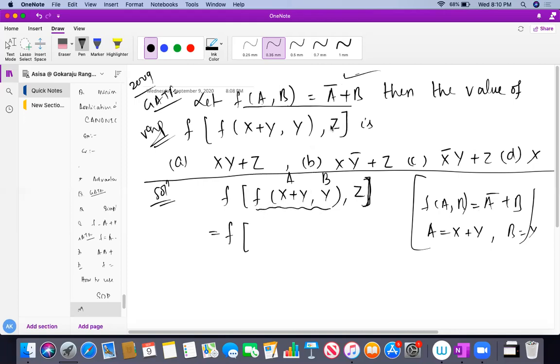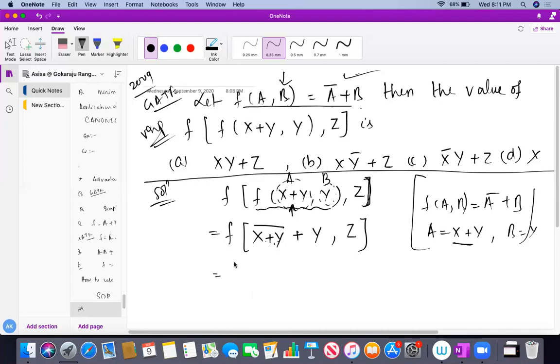So f of x or y is what? A bar, and a bar is x or y whole bar, or b, and b is y, comma z. Do you all understand, students, what I have done? I have just correlated this one with this. It is in the form of a comma b. Here I have taken a as x or y, and b as y. Then I have used those things over here. f of a comma b is a bar or b, so I have taken a bar, and b as it is, y.